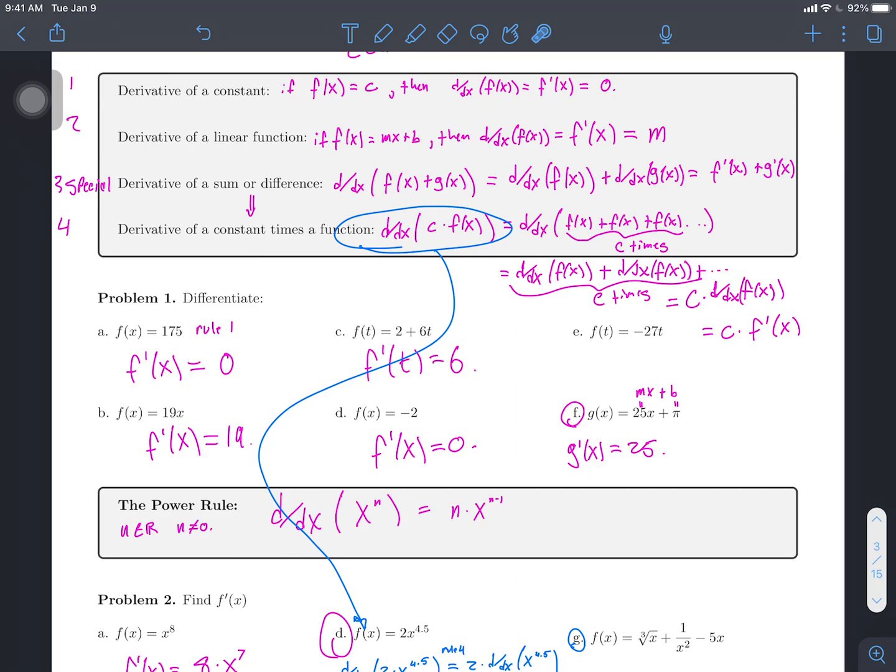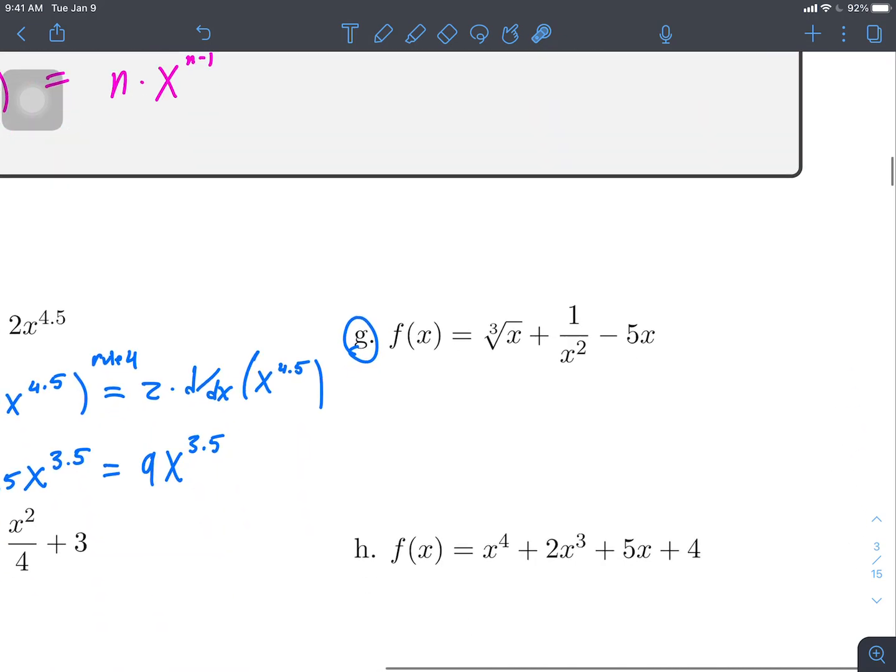Yeah, sum or difference, because I got pluses and minuses. Anything else? Yeah, well, not 1, but 2, I think, or 2 and 4 at the same time. The 5x, you can think of it as a linear function. So you could apply 2. Okay, so we're going to use those rules.